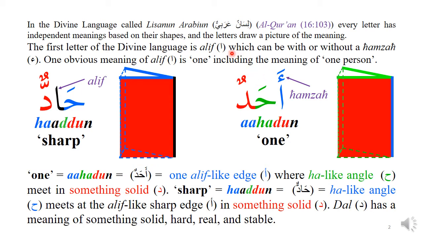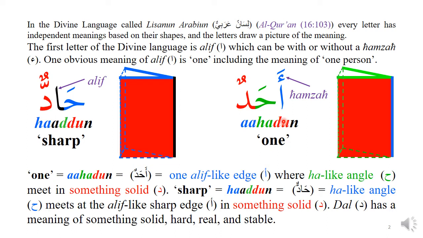We start with alif. Now alif is the first letter of the divine language, which obviously means one, because it looks like one, right? And one in Arabic is called ahad. You can see the ahad starts with alif, with the hamza. Now this is the hamza, the small sign, and the alif actually is just without the hamza. So alif could mean one, as in a one person, say, or it could just mean one.